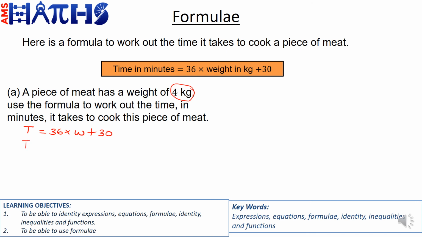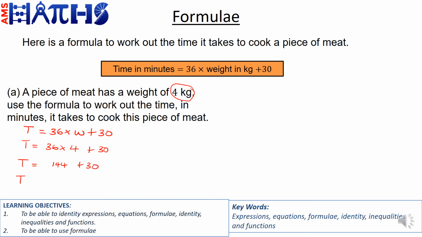So time is equal to 36 multiplied by 4 kg, which is the weight of the meat, and add 30. Then we can simplify and work out what T is. So T is equal to 36 times 4. We know we multiply first, so that's 144. And then we add 30 to that.